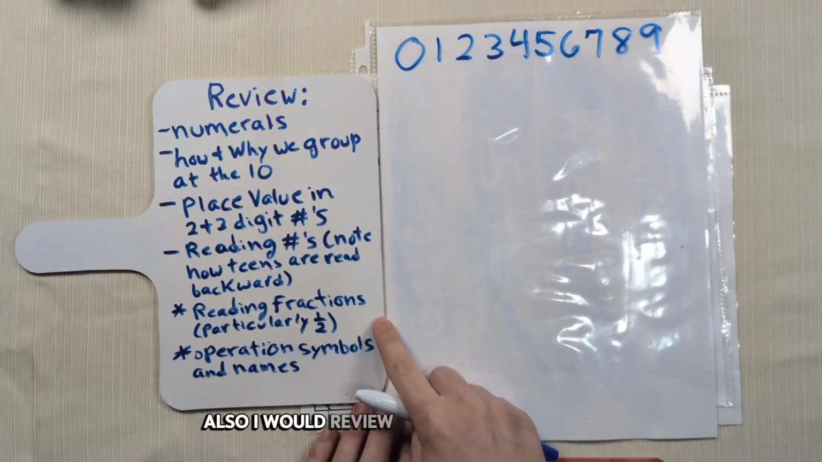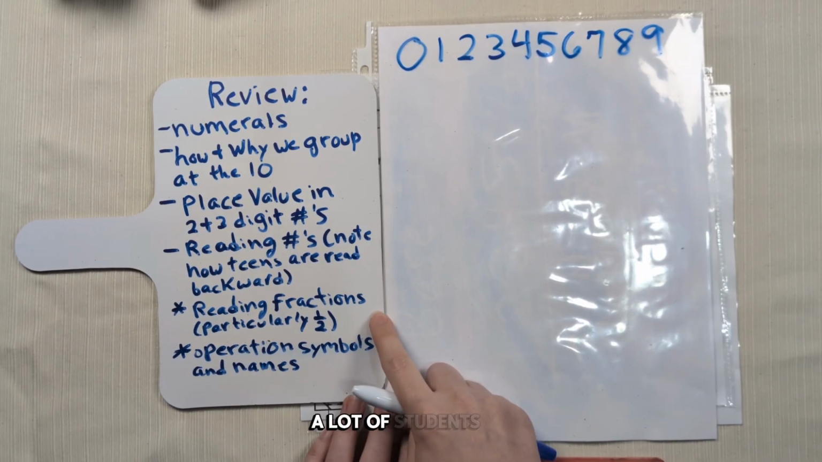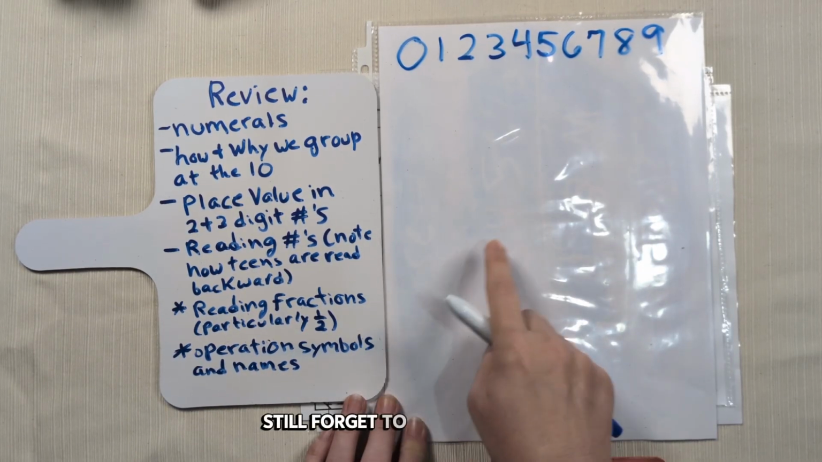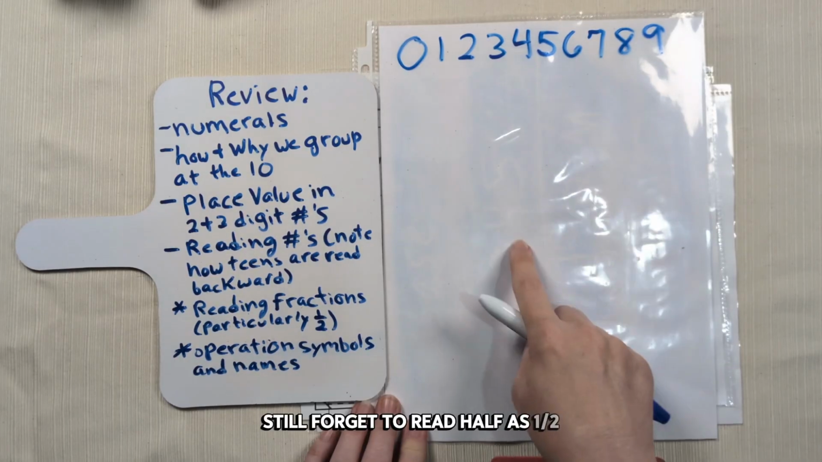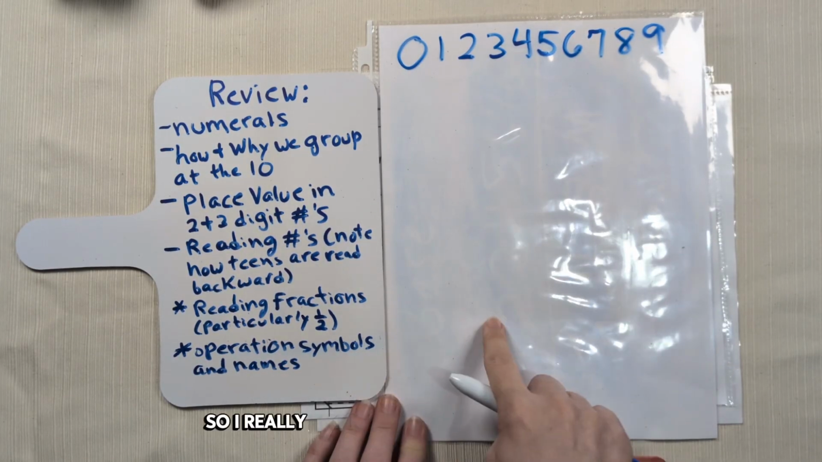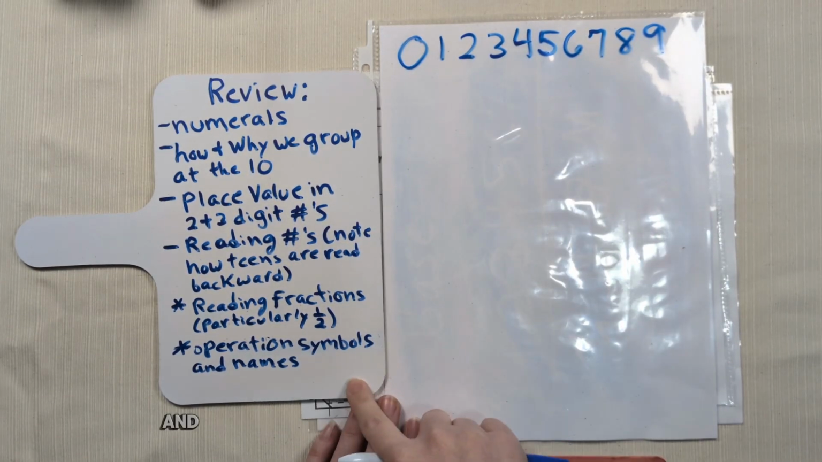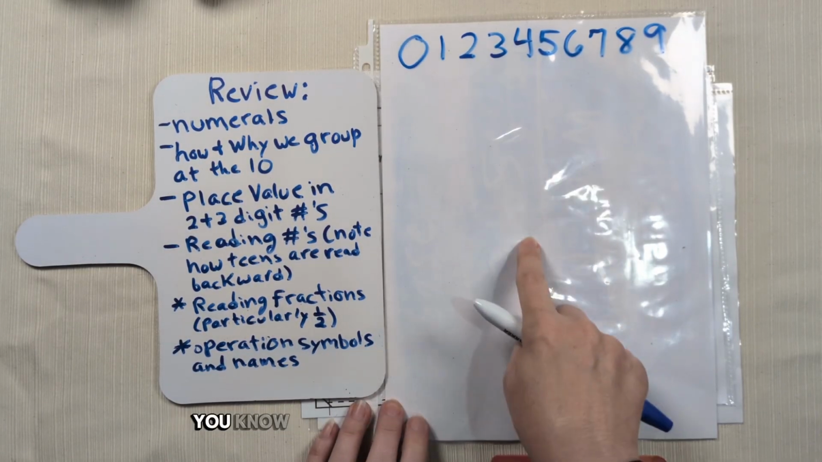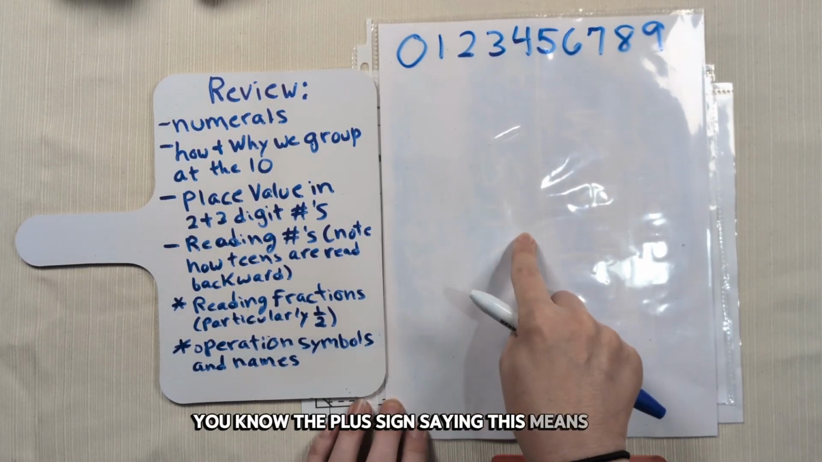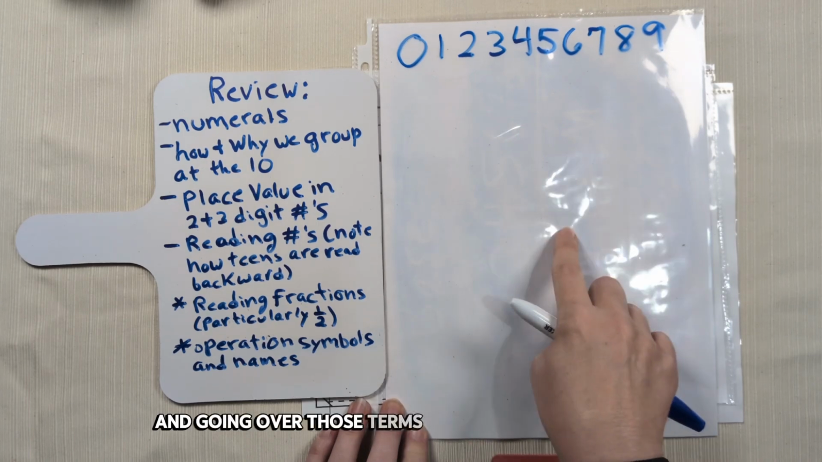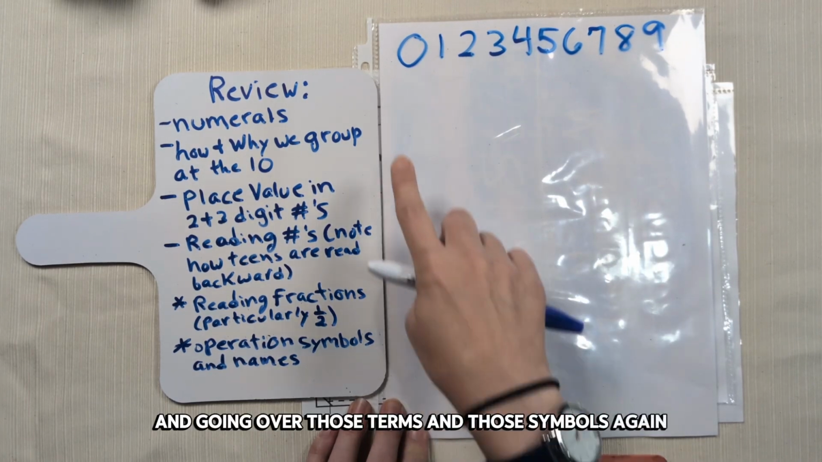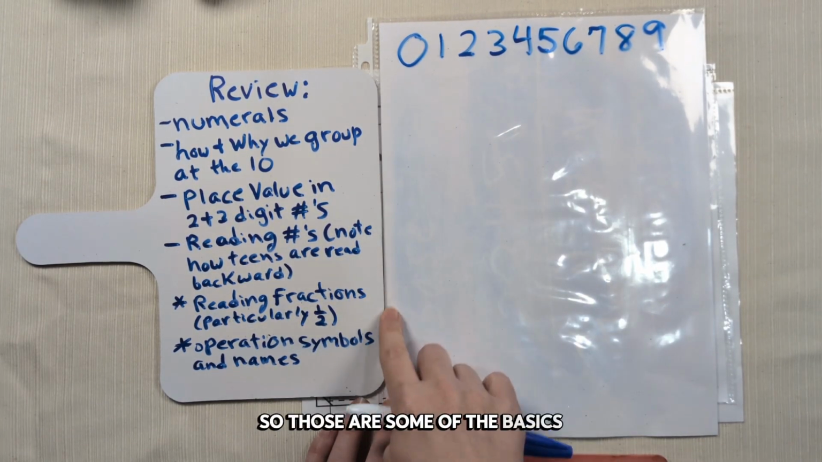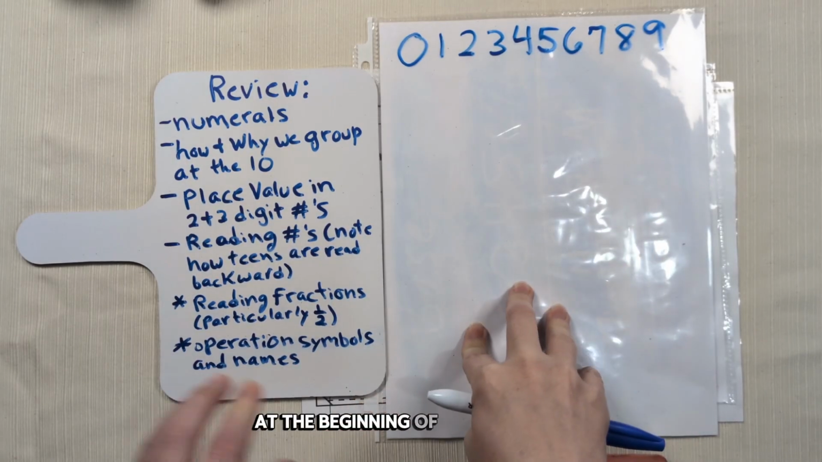Also, I would review how to read fractions. A lot of students still forget to read half as 1/2. They call it 1/2, so I really think we need to reinforce that. And finally, operation symbols and names, reviewing the plus sign, saying this means add, and going over those terms and those symbols again. So those are some of the basic things that I would review at the beginning of each year.